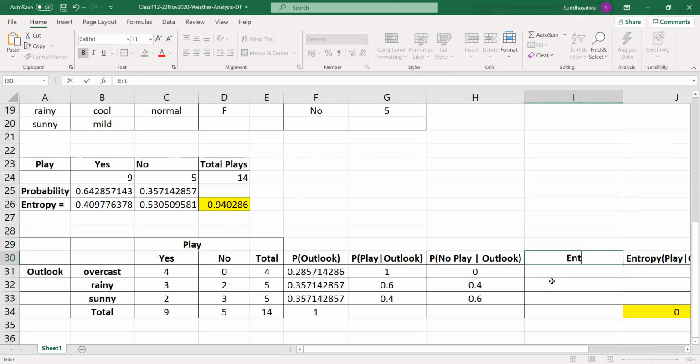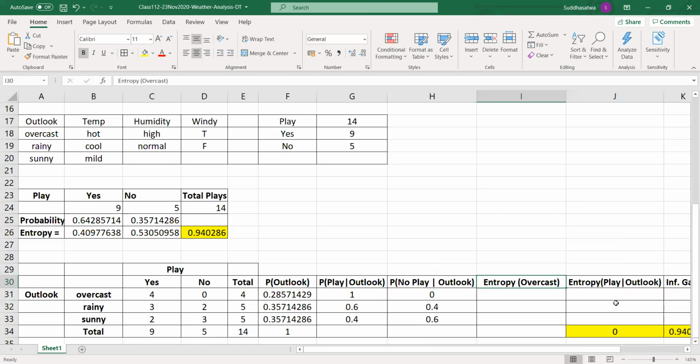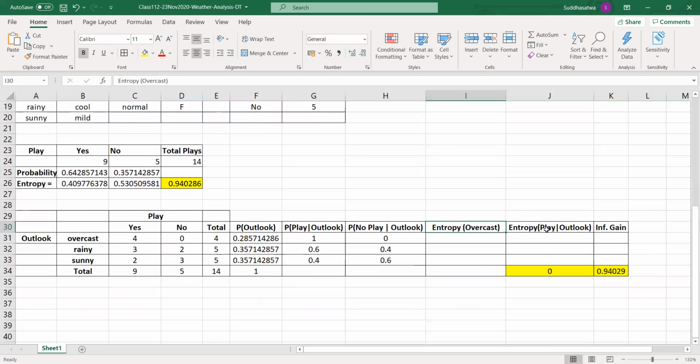I have to find the entropy of overcast first, right? I have to find the entropy of that feature value. Then I can find the entropy of what effect that feature will have over play or not play. So now entropy for overcast can be calculated.